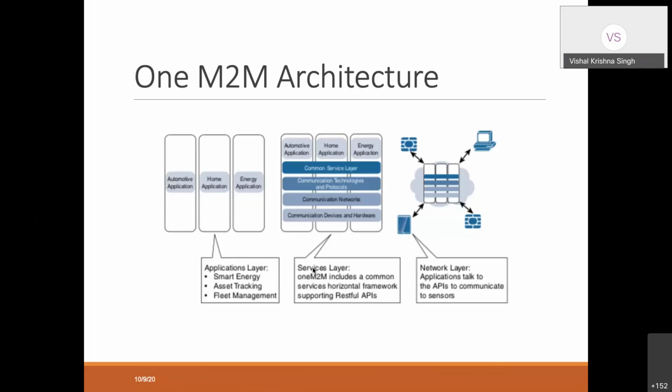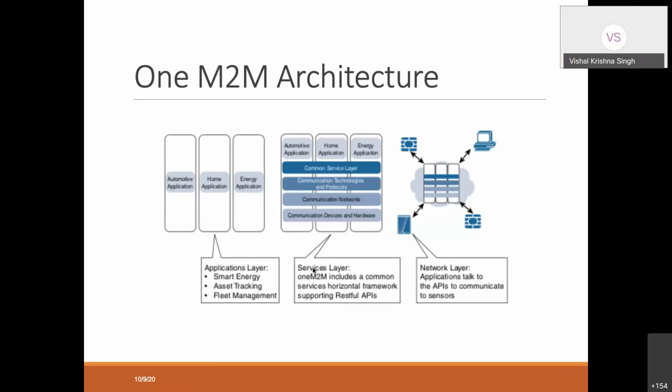When I say architectures, today I shall be discussing two architectures. One of them is the architecture which you can see on the screen, that is the oneM2M architecture, the machine-to-machine architecture. This is one of the earlier architectures proposed in the early years of the evolution. This architecture was proposed with the aim of standardizing the rapidly growing machine-to-machine communication.